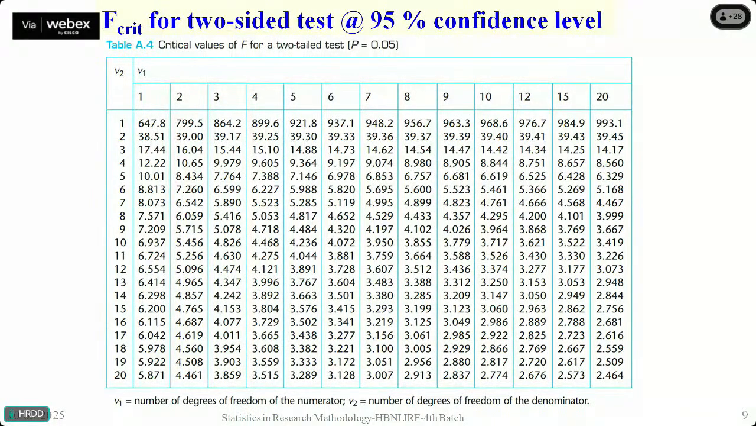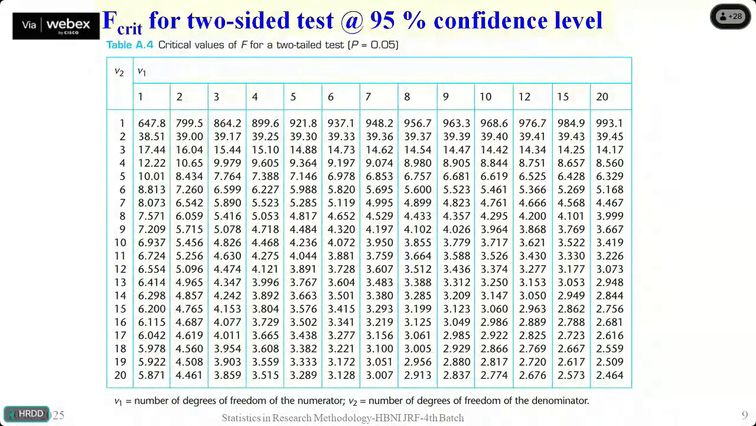If I ask you to read the F value, randomly let us try 5 degrees of freedom for the denominator and 10 degrees of freedom for the numerator. What will be the value? 4.236. All of you got the same value? Numerator first from left to right, denominator from top to bottom. Be careful: left to right first, top to bottom second. There is a slight difference.